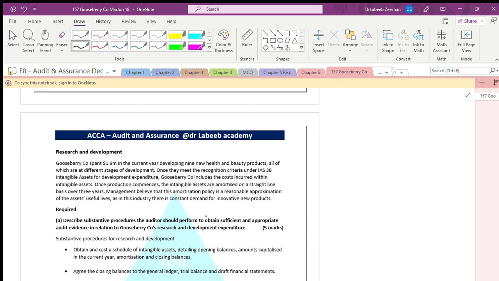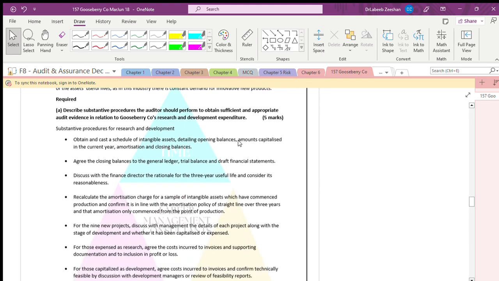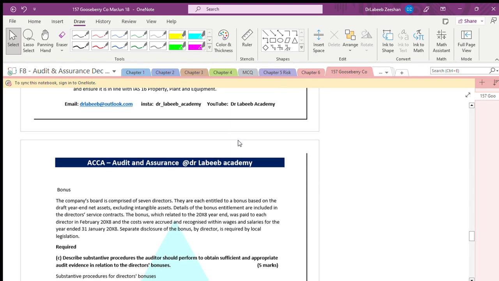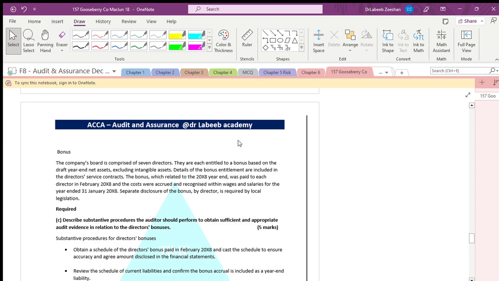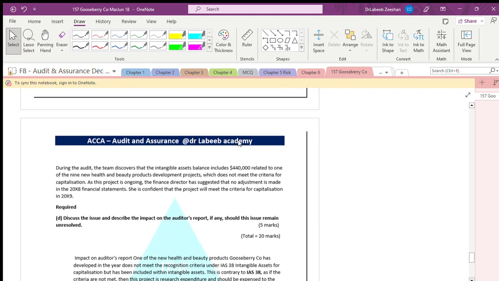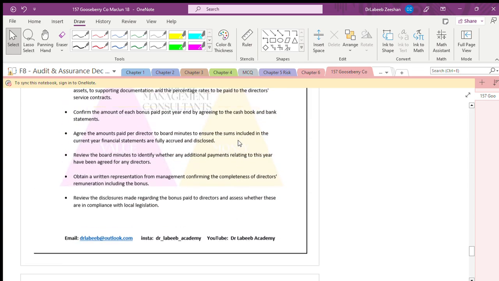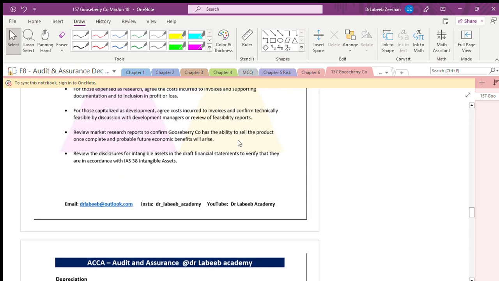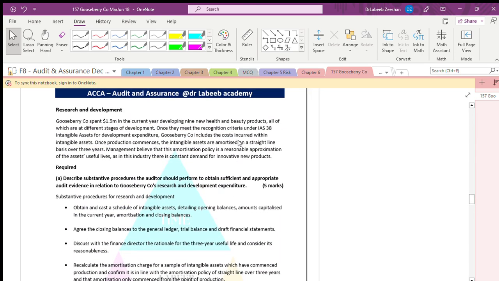There are three things: one related to research and development, one related to depreciation, and one related to bonus. And the next part is in terms of the issue on the audit report. 5 marks each. Each constitutes how much? 5 marks. Now, when we do these things, first, as I told you in the beginning, know what the requirement is.